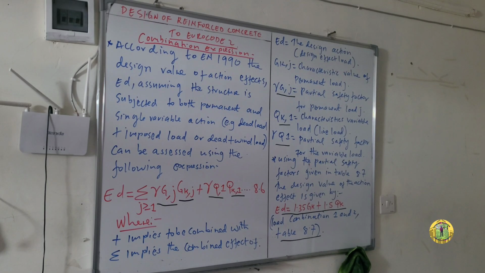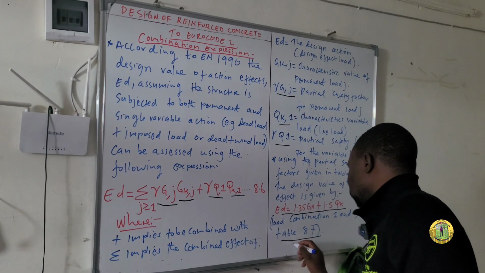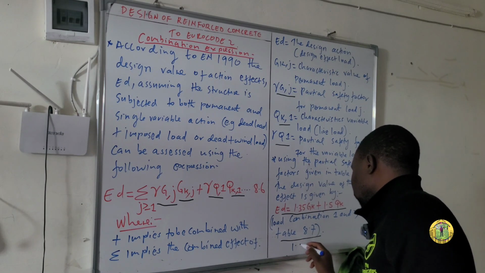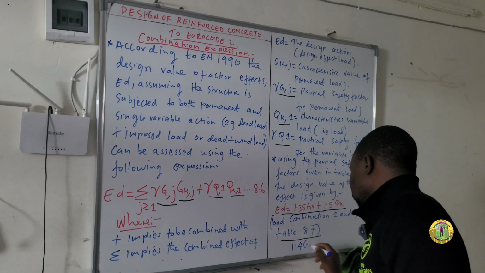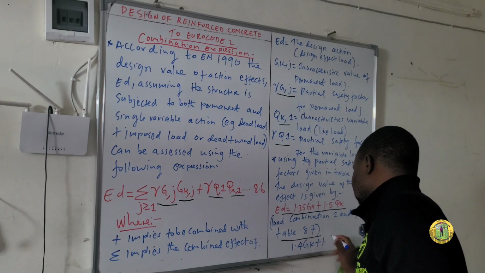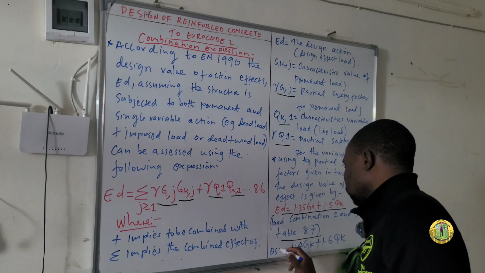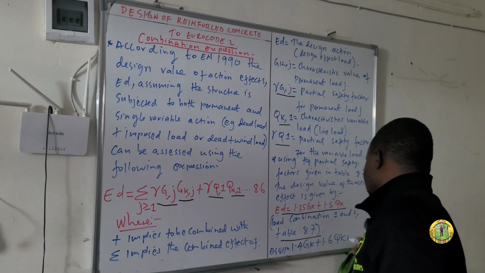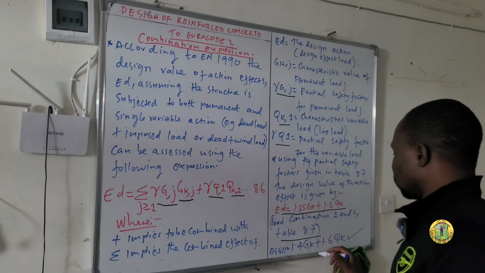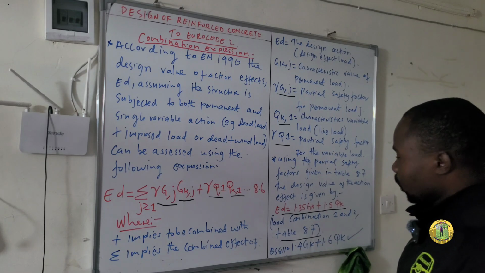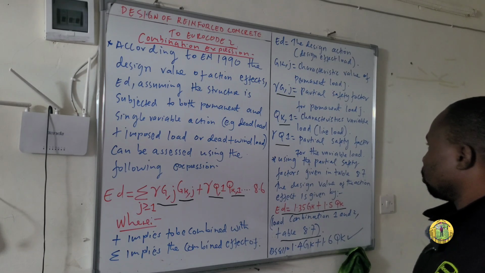In BS 8110, the design load is equal to 1.4 Gk plus 1.6 Qk. This is for BS 8110. We always use this formula for the combination between dead and imposed loads.